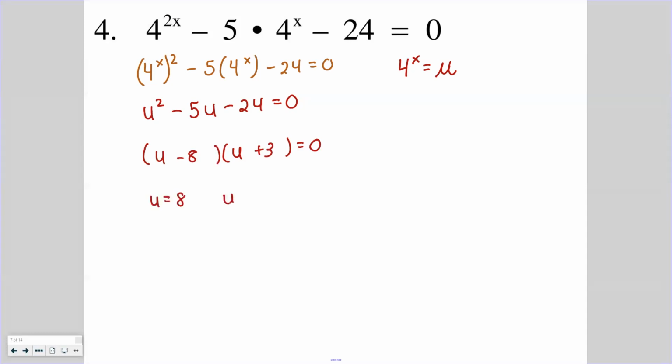And then if I set each of these factors equal to 0 and solve for u, we get two options. u is equal to 8 and u is equal to -3. Now we're not solving for u. Our goal here was to solve for x. So I'm going to go back to where I defined what u was. u is 4 to the power of x, and I'm just going to replace u with 4 to the power of x here.